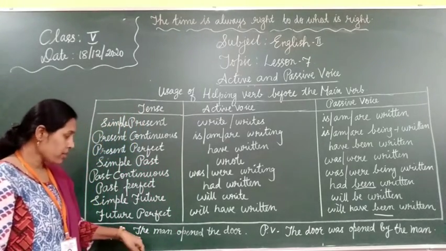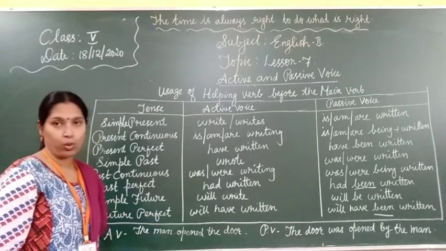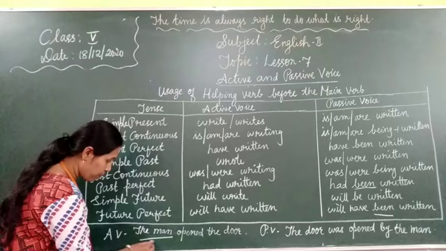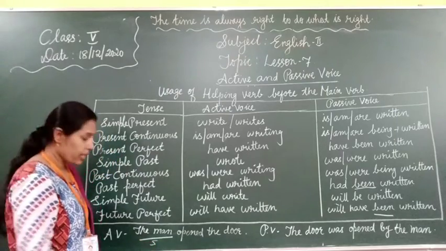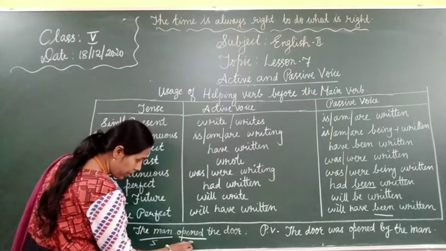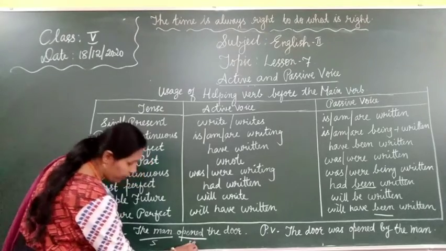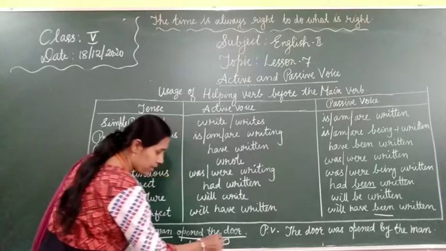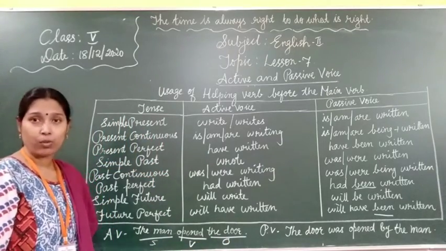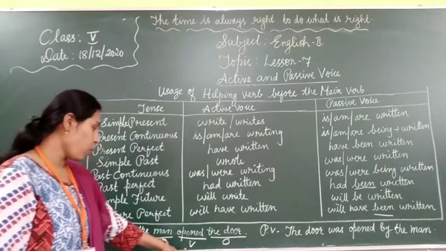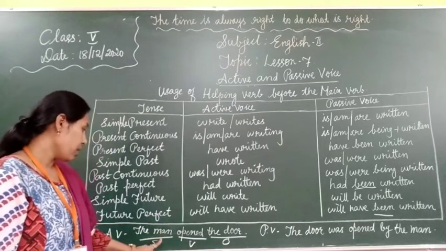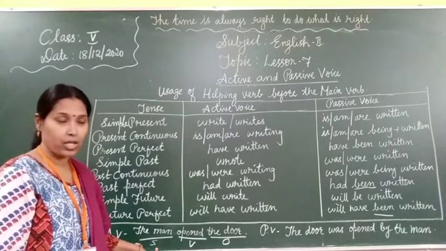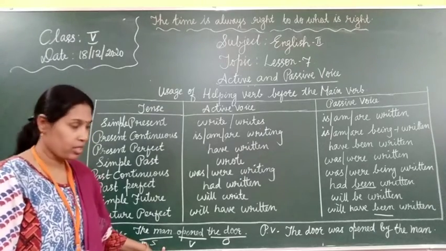See one example. In active voice, the man opened the door. Okay, now the man is the subject. And what is the verb? Opened, right? This is the verb. And the door is what? This is the object. This is the sentence structure for active voice, right? Subject plus verb plus object. The man opened the door. The man had done the action. So this is in active voice.